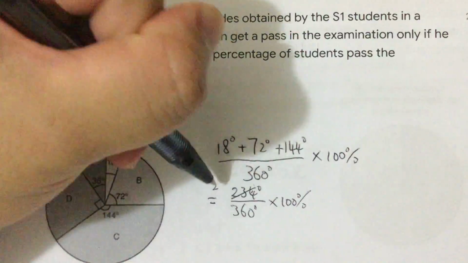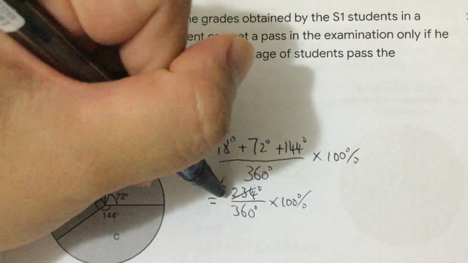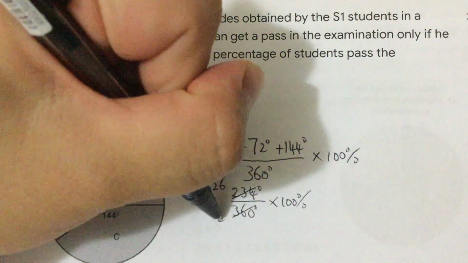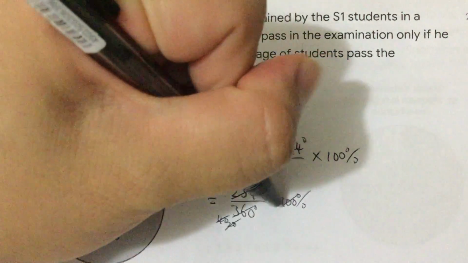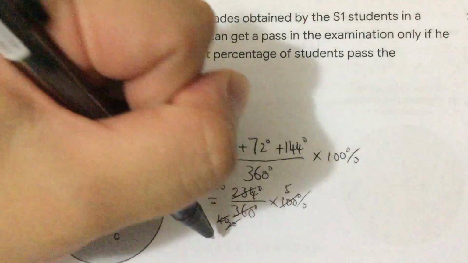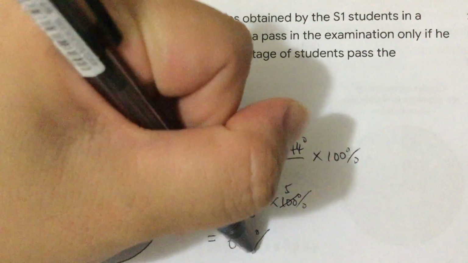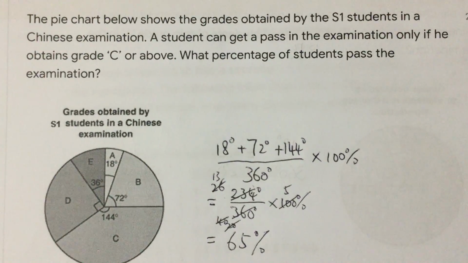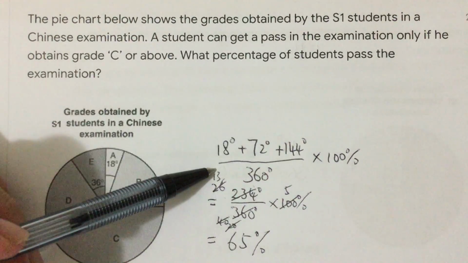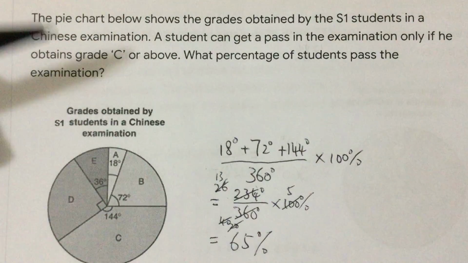This is 2 and 6, and this is 40, and then you can do 13, and this is 20, and this is 1 and 5. So you got the answer is 65%. So the answer for this one is 65% of the students pass the examination. You can also use the fraction, and then you can change it to the percentage.